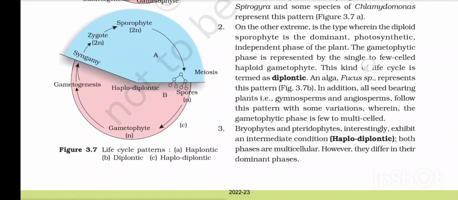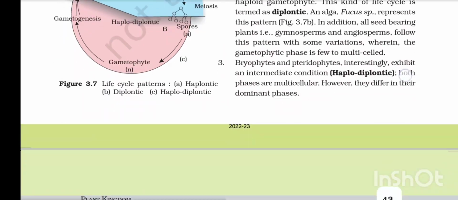On the other extreme is the type wherein the diploid sporophyte is in the dominant photosynthetic independent phase of life. The gametophyte phase is represented by the single to few celled haploid gametophyte. This kind of life cycle is termed diplontic. The alga Fucus species represents this pattern. In addition, all seed-bearing plants, that is gymnosperms and angiosperms, follow this pattern with some variation wherein the gametophytic phase is few to multicelled.